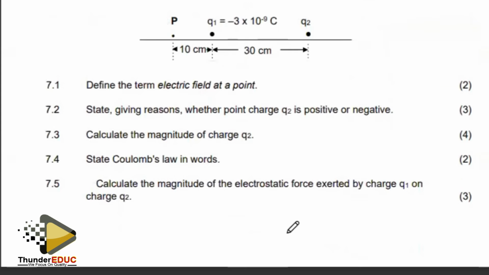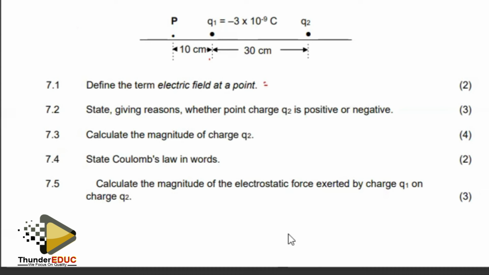Question number 7, electrostatics. 2-point charges Q1 and Q2 are placed 30 centimeters apart along a straight line. Q1 is this, the point P is 10 centimeters. Okay. As shown, the net electrostatic force is 0. So F net is 0.